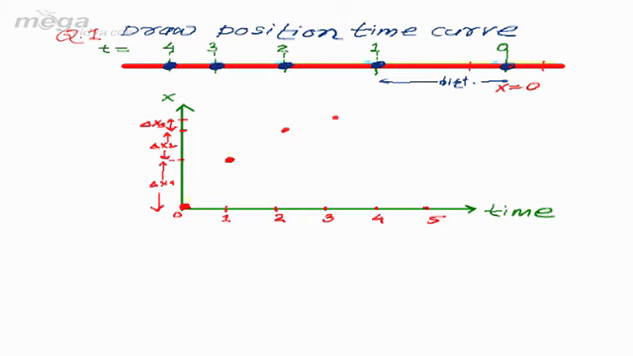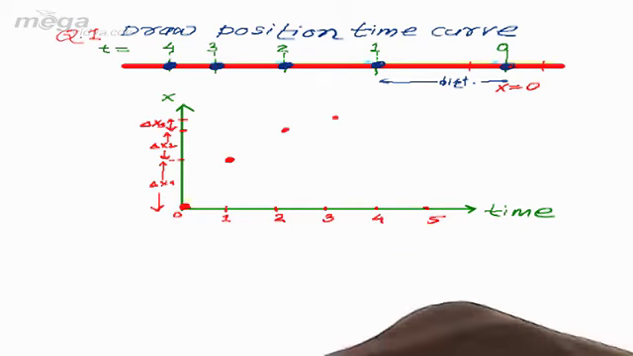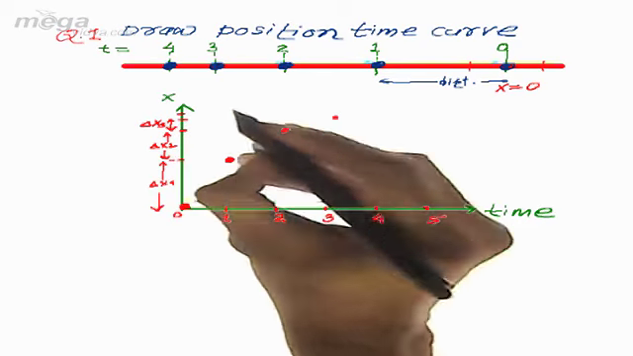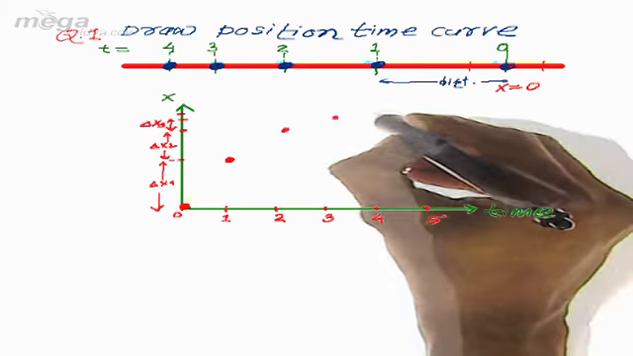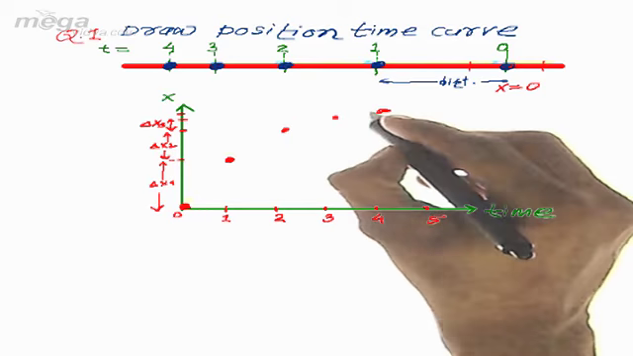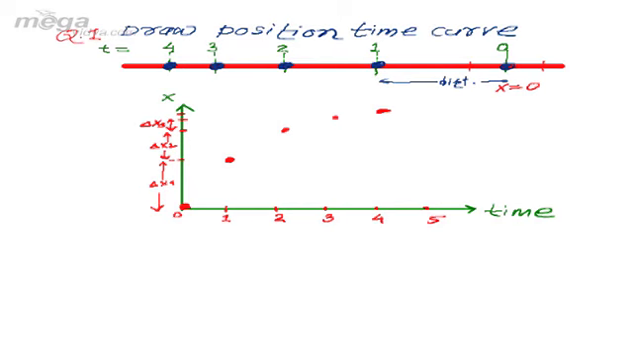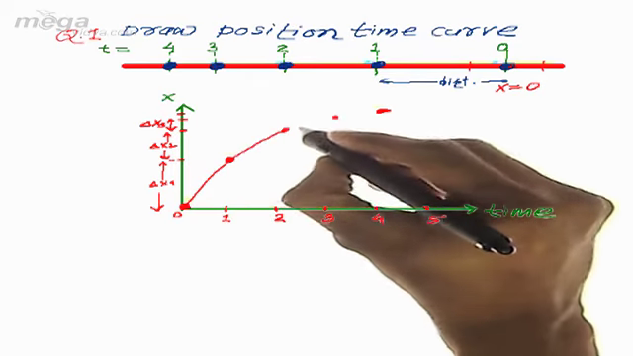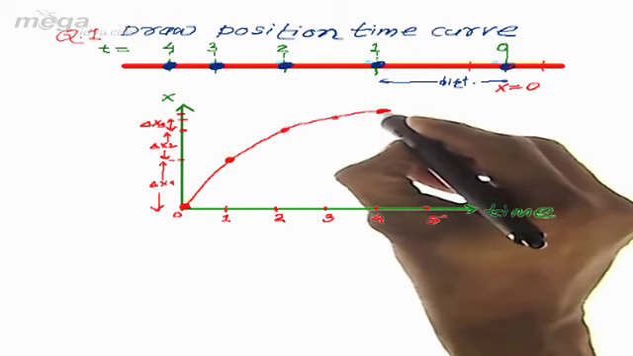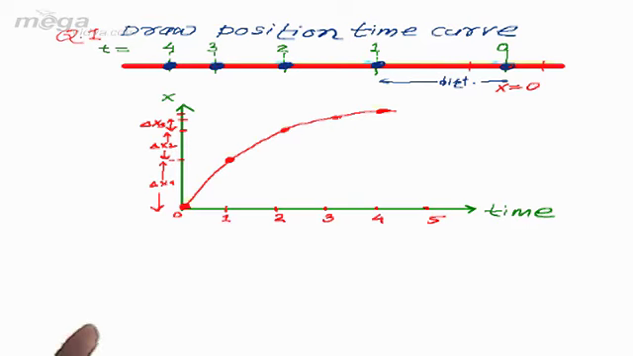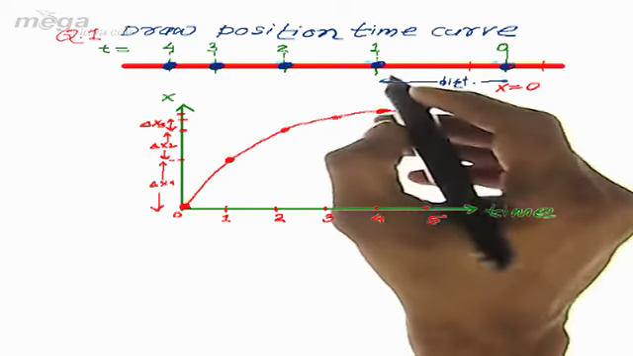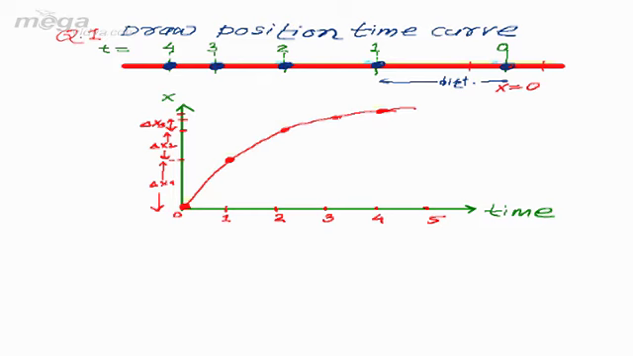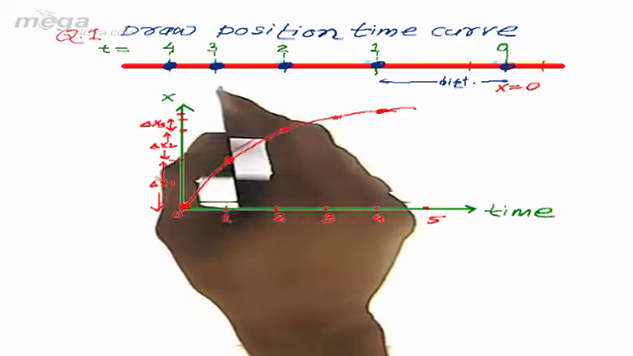If we talk about further 3 to 4 seconds, then the corresponding position after 4 seconds may be at this point. If you connect all these points with a smooth line, what you get is a curve of this shape. So this is the position time curve for the particle whose positions are shown in the figure.